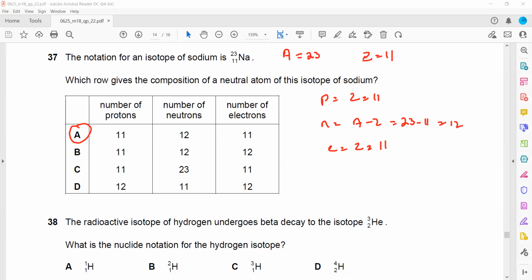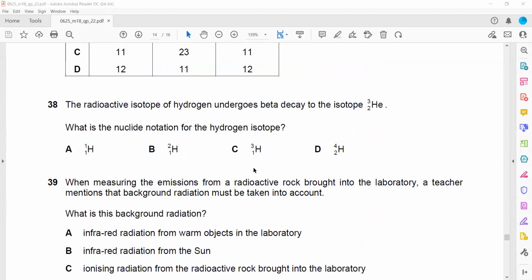For question 38, the radioactive isotope of hydrogen undergoes a beta decay to form an isotope of helium. What is the nuclide notation of the hydrogen? So it undergoes a beta decay. In a beta decay, if an atom undergoes a beta decay, atomic mass remains the same and atomic number increases by 1.